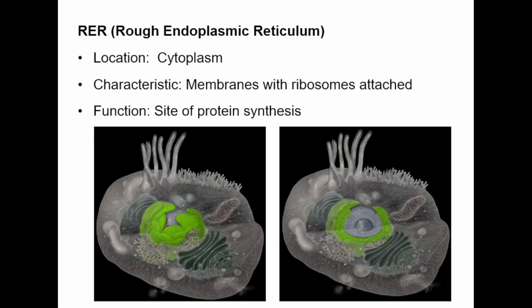So let's zoom in on the rough endoplasmic reticulum. Again, they are found in the cytoplasm right after the nuclear envelope. And their characteristic is they appear rough looking because of the ribosomes attached to them. Now, what is the function of the RER? This is a site for protein synthesis. Again, what produces your proteins are your ribosomes. But the place where they are produced is the rough endoplasmic reticulum. I hope that's clear.